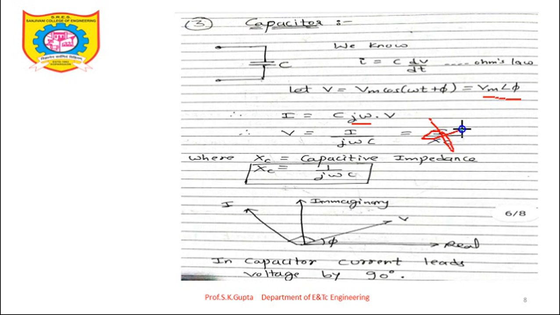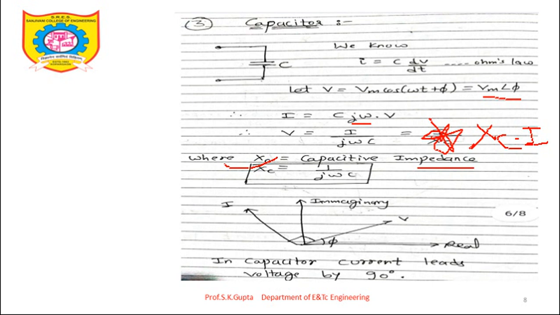This XC will come in the numerator, so this will be XC times I. XC is nothing but 1 upon j omega C, and XC is called the capacitive impedance.